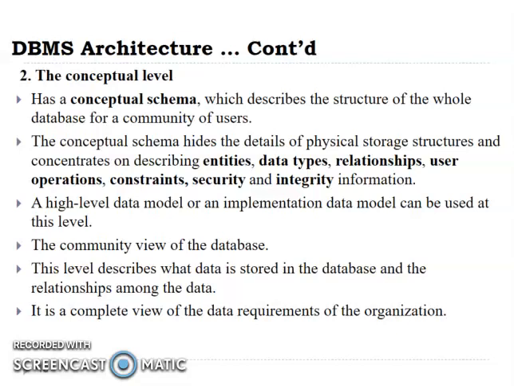Which concept? We can logically identify the entities, the data types, and the relationships between entities. That is the description for a structural database, which hides the details of the physical storage structure and is concerned with describing entities, data types, and relationships. That is the conceptual level.